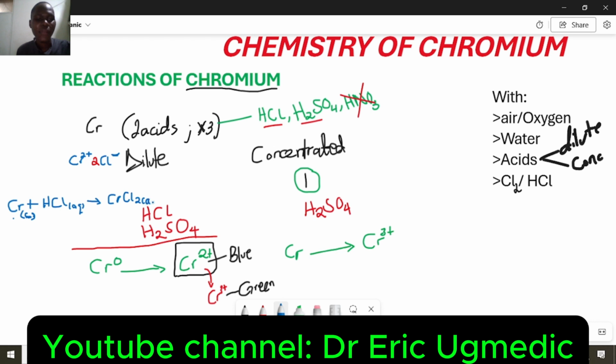And this is aqueous, plus hydrogen gas, because I only have hydrogen on the left hand side. So hydrogen gas. How am I going to balance? You can see that I have 2 chloride, 2 hydrogen. Just put a 2 here, and you have your equation well balanced. So that's it for the chromium chloride.